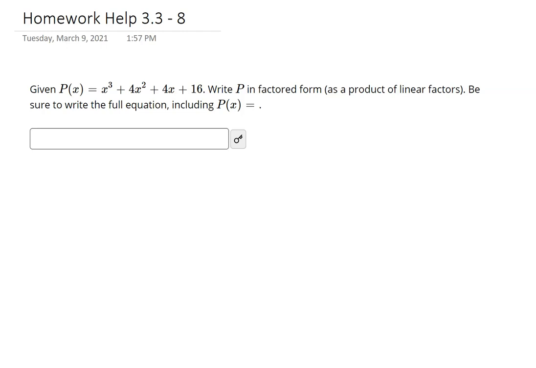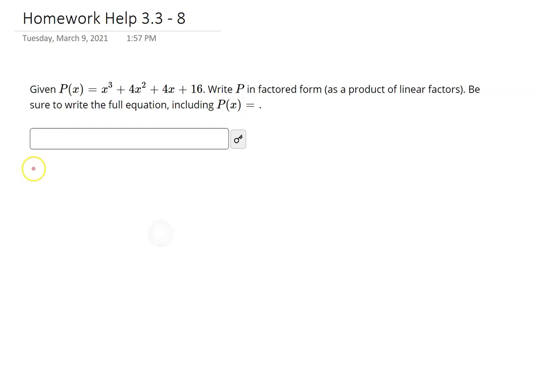Section 3.3 is a little bit harder of a section because you're taking so many concepts and putting them together. So let me show you a little bit. Number 8 is having a lot of questions, so let's see if this will help us out. It says, given the polynomial, write it in factored form. So what we're trying to do is break this down. Now there are 2 approaches to this, and I'm going to work through those with you here.